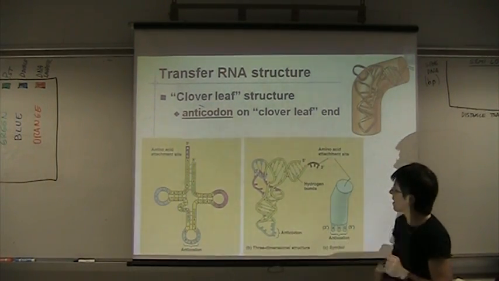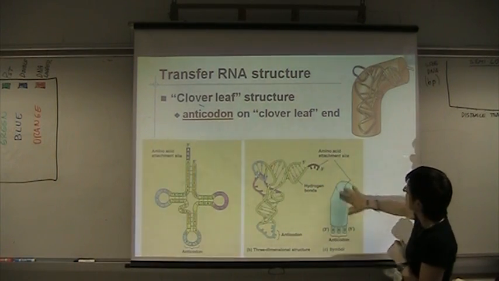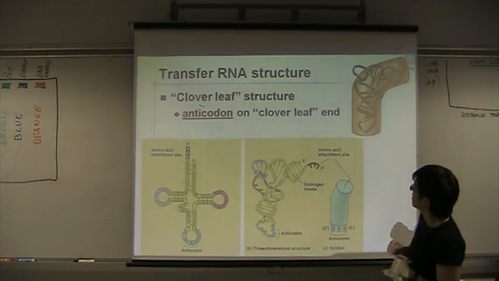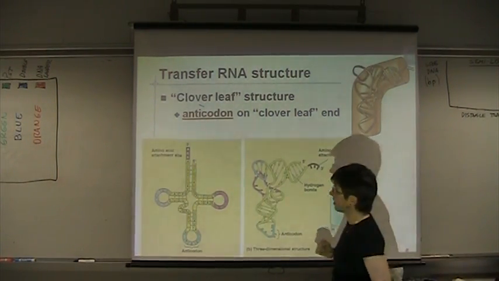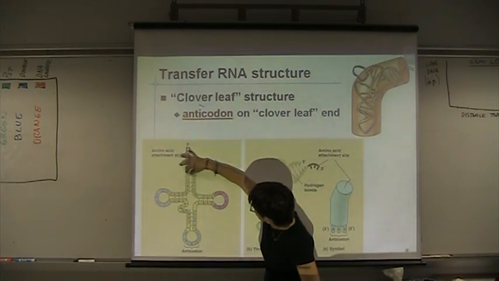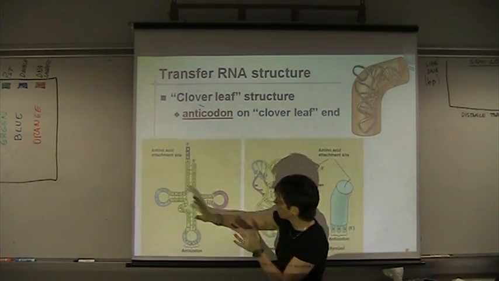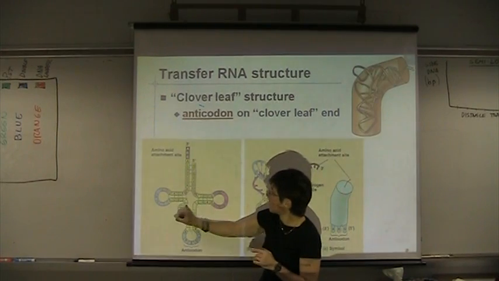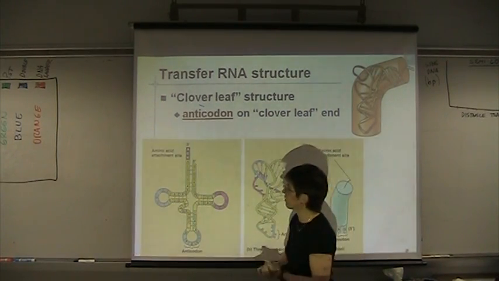3 letters here, 3 nitrogen bases for the anticodon, and at the 3' end up there is the attachment site for the amino acid. Please notice that sometimes some sections of it pair up, and the pairing up is always through hydrogen bonds.